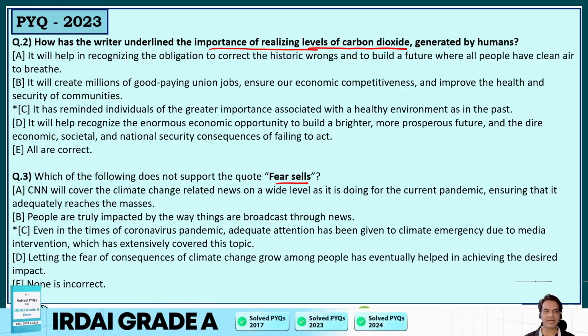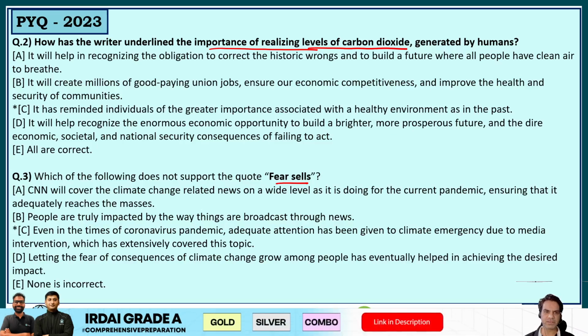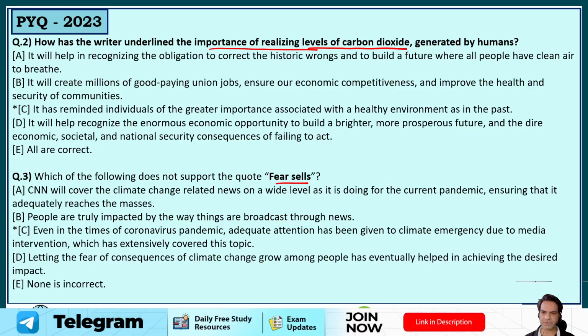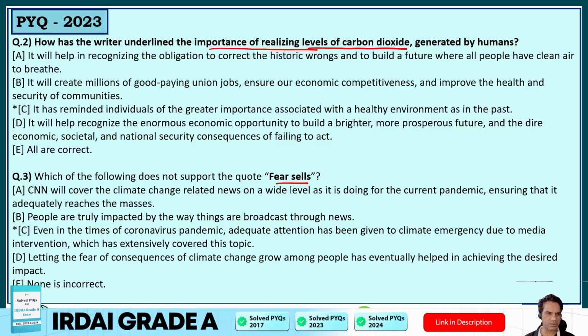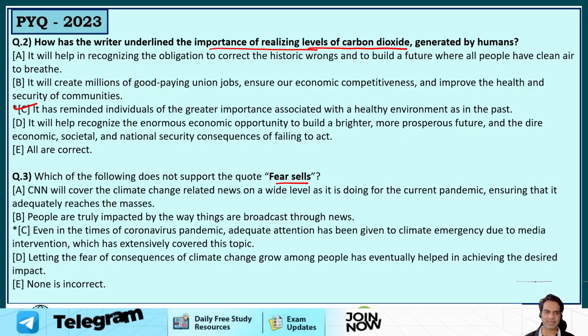Second, how has the writer underlined the importance of reducing levels of carbon dioxide? It will help in recognizing the obligation to correct historical wrongs? No. It will create millions of good paying union jobs? No. It has reminded individuals of the greater importance associated with a healthy environment as in the past? Yes. It will help recognize the enormous economic opportunity to build a brighter, more prosperous future? No. I think, guys, the correct answer is option C. It has reminded individuals of the greater importance associated with a healthy environment. We just read this in the second last paragraph.